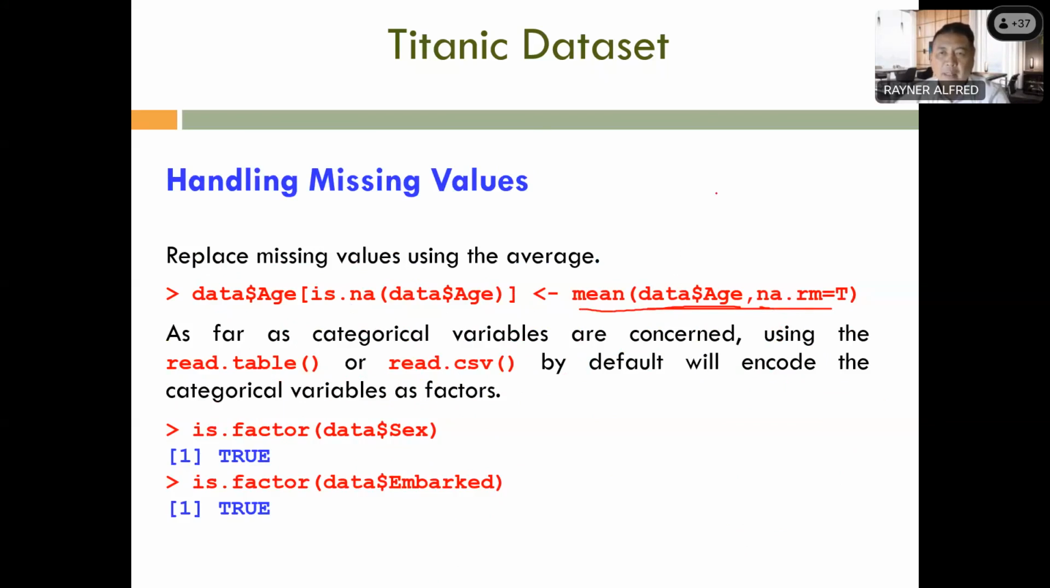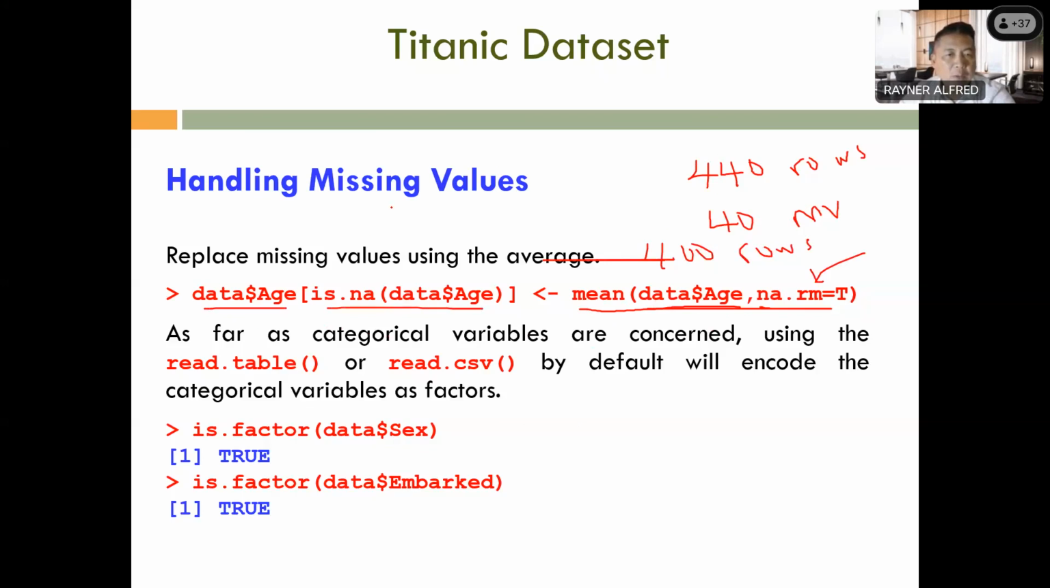So that means if I have 440 rows and I have 40 missing values, I will only take the average for the 400 rows for the age. I will not include the rows that have missing values. Once I get the mean, the average, I will store it in the data age where there is a missing value.